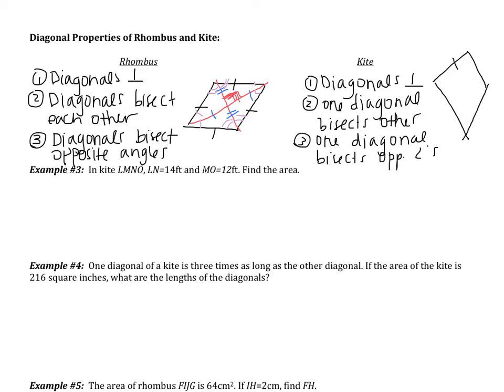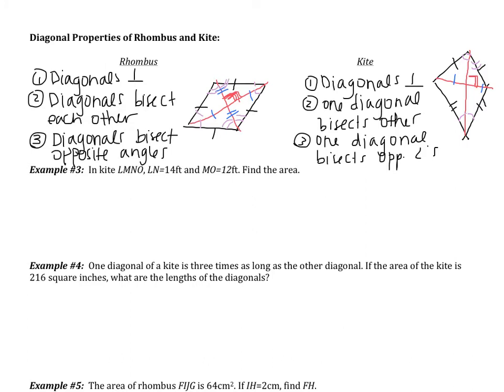So if I have my kite, I have one pair of congruent sides, another pair of congruent sides. Now looking at what these properties are going to look like. Diagonals are perpendicular. So here are my two diagonals. They are perpendicular. One diagonal bisects the other. So this diagonal is the one that's bisected. The other diagonal is not bisected. The diagonal that's not bisected bisects the opposite angles. So these angles are bisected, and then this angle is also bisected.